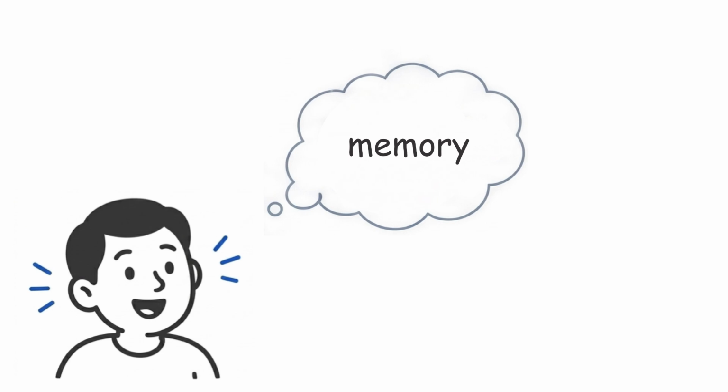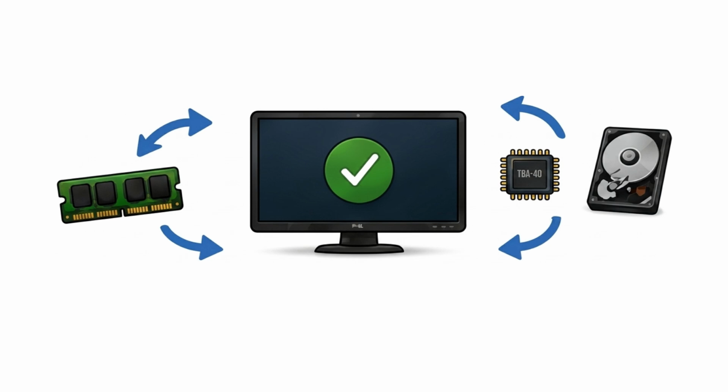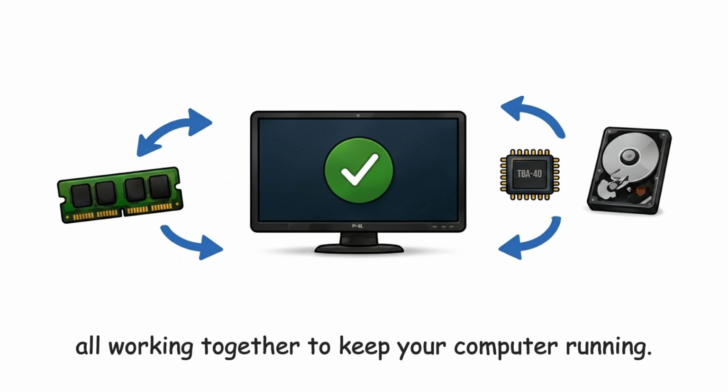So the next time someone mentions computer memory, you'll know they're not talking about just RAM. They're talking about an entire system made up of different types of memory, all working together to keep your computer running.